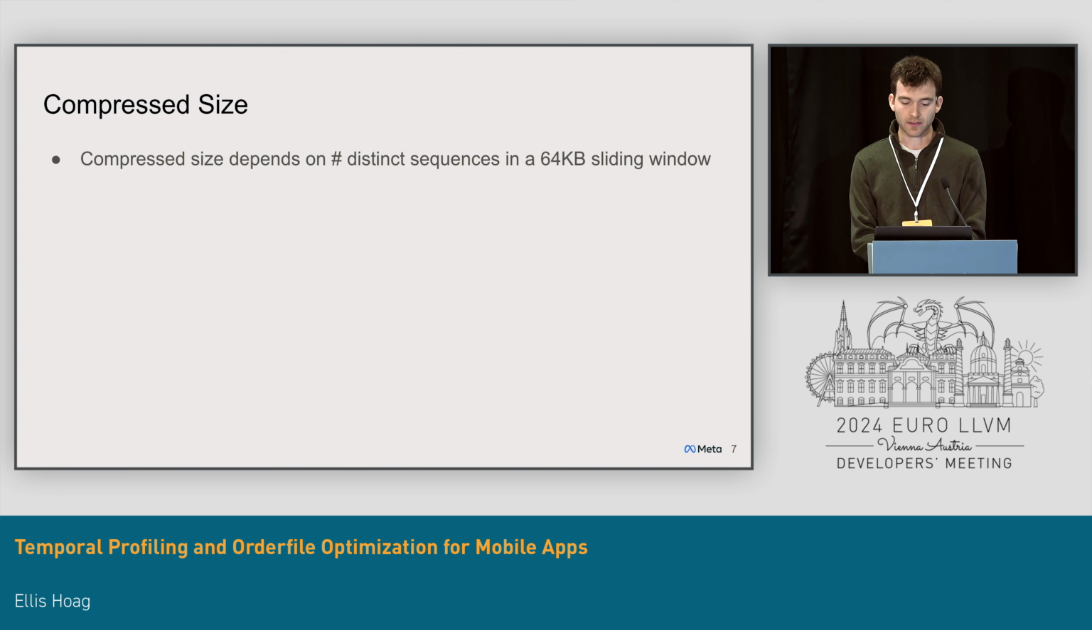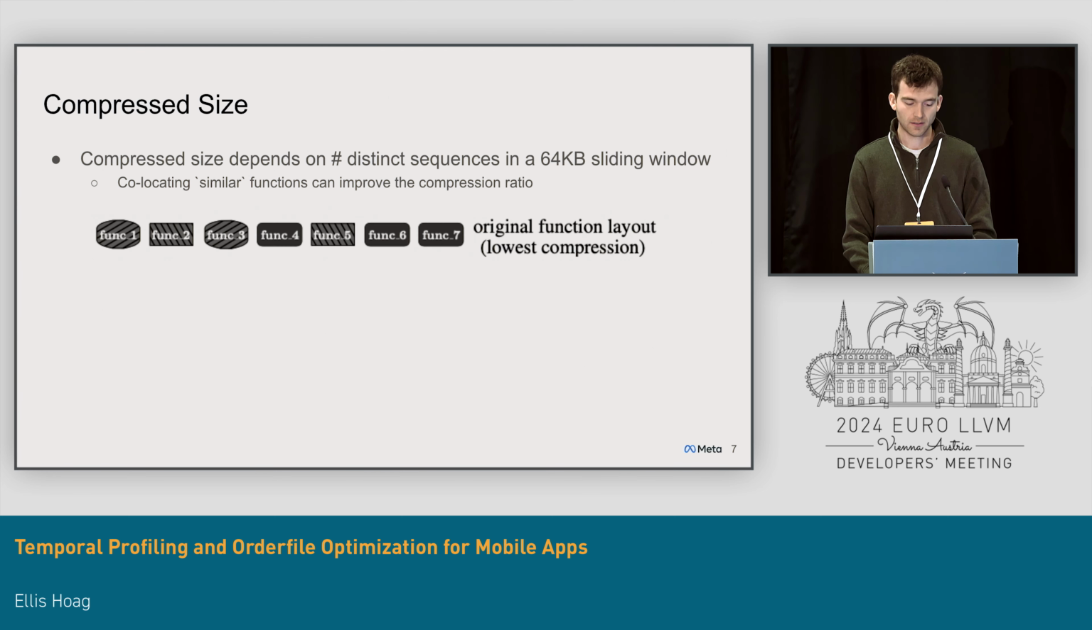Compressed size depends on the number of distinct sequences in a 64 kilobyte sliding window. I know this is a lot of words, but think of a sequence as an instruction. If you have a lot of similar instructions in a small window, you can actually improve compression. So if you co-locate functions that have similar instructions close together in a binary, you'll end up with a smaller compressed size.